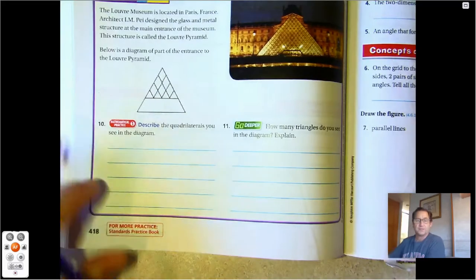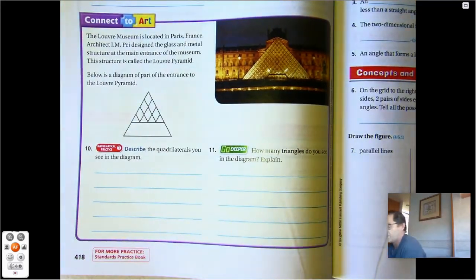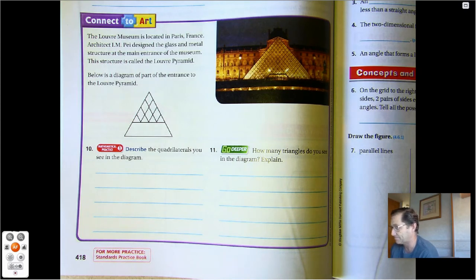All right, so let's look at our last section, connect to art. The Louvre Museum is located in Paris, France. Architect I.M. Pei designed the glass and metal structure at the main entrance of the museum. The structure is called the Louvre Pyramid. Below is a diagram of part of the entrance to the Louvre Pyramid. Describe the quadrilaterals you see in the diagram.